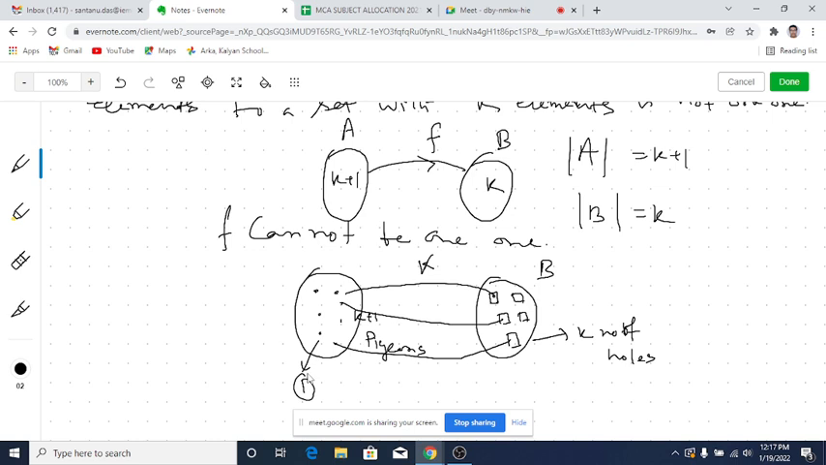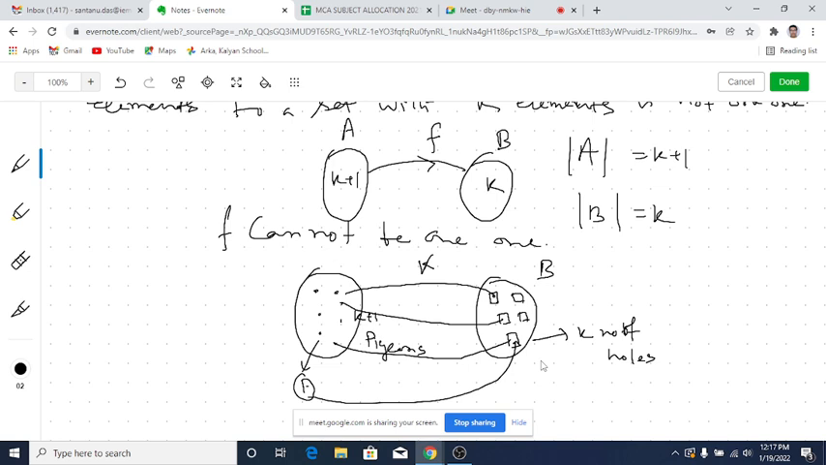Whenever I am defining a function, each and every element of the domain must have a definition. That means no element should be in the domain without being mapped to some element in the codomain. So this leftover element must be mapped to any of the holes. If it is mapped to one of them, then this is a many-one mapping, because both the elements are going to the same image. That's why this will obviously be many-one.